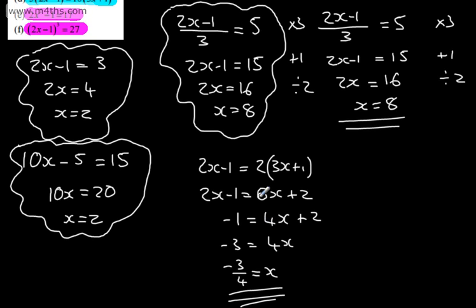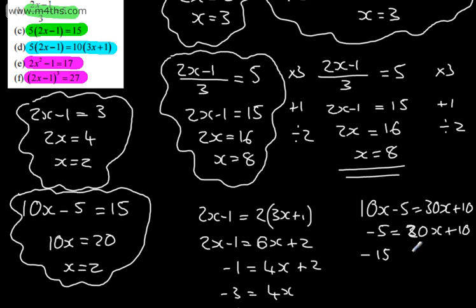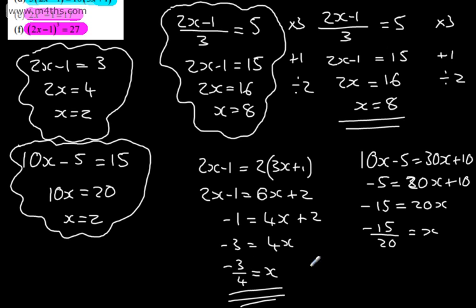If you didn't like that and you didn't spot that, then you could just expand the brackets out. So if we expand the brackets out on the left hand side, we will have 10x minus 5, and expanding the brackets out on the right hand side, we'd have 30x plus 10. If I subtract 10x from both sides, I've got 20x plus 10. And then if I subtract 10 from both sides, I've got negative 15 is equal to 20x. And then dividing both sides by 20, negative 15 over 20 is equal to x. And we can see that's an equivalent fraction. Negative 3/4, negative 15 over 20. We'd simply divide both of these, top and bottom, numerator and denominator, by 3.